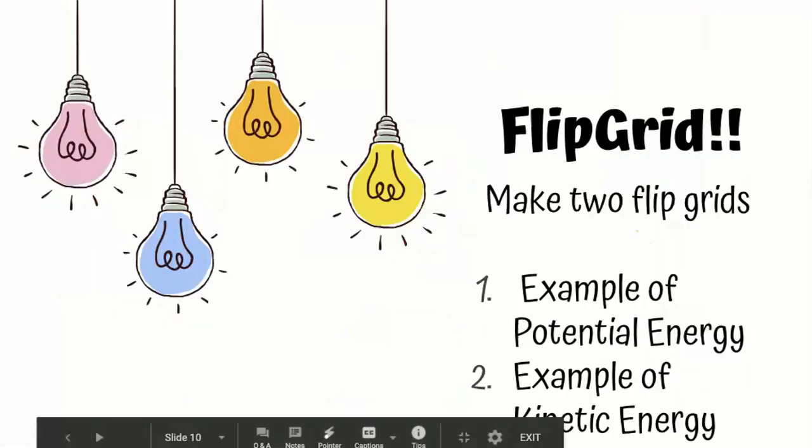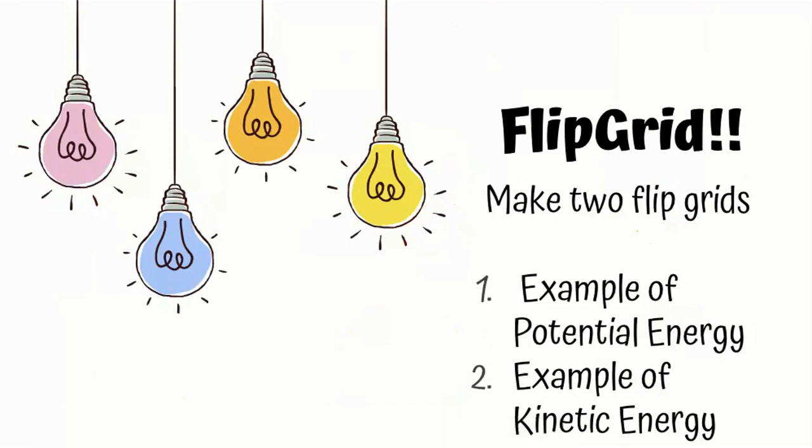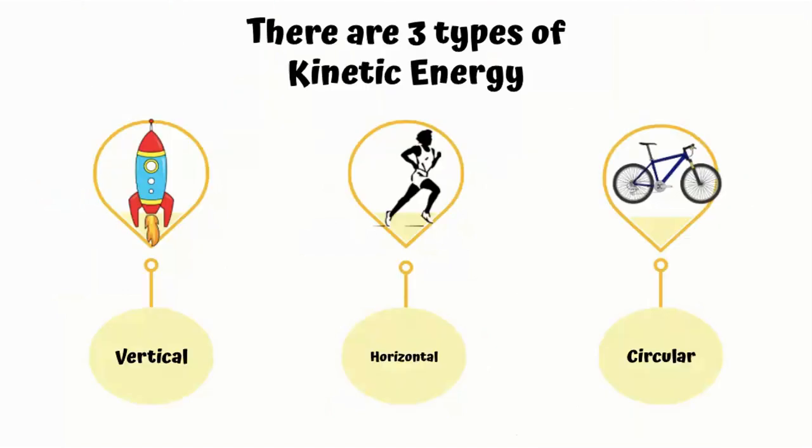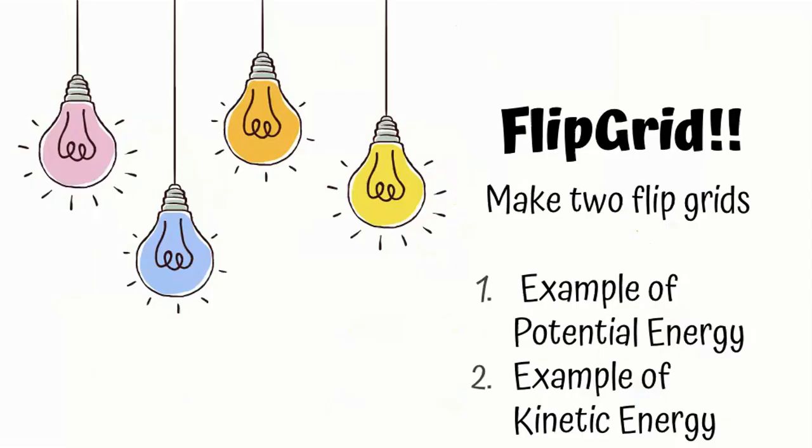So what we're going to do today, I'm going to have you make a Flipgrid. I want you to make 2 Flipgrids. One, I want you to show an example of potential energy. You could do anything with this. Find something, show and explain why this has potential energy. And then the second Flipgrid I want you to do is to make an example of kinetic energy, finding something at your home, doing something, having that example. And then a bonus, if you can tell me if your kinetic energy is horizontal, vertical, or circular, that would be an amazing bonus to add. So that's what we're going to be doing.